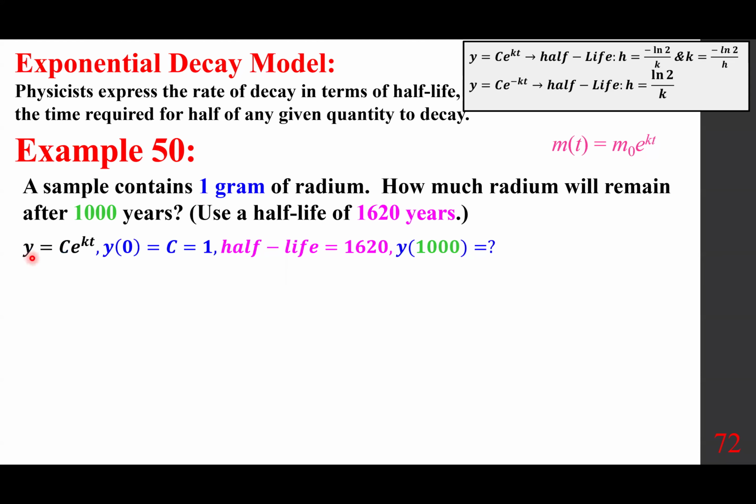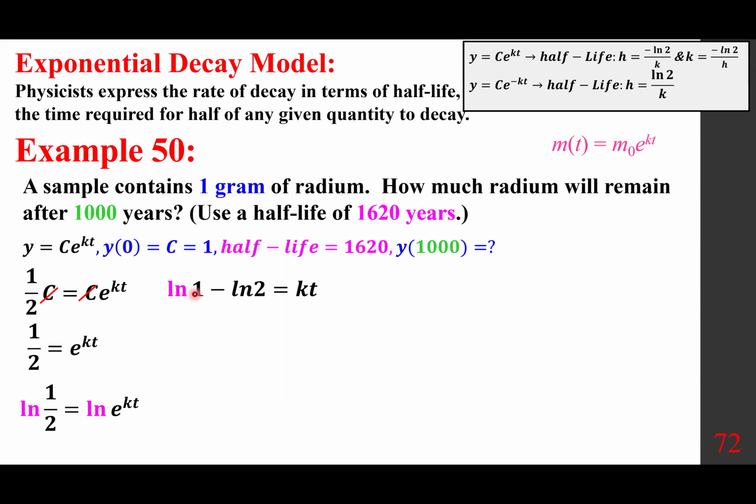Half-life means y becomes half of c. So the c from both sides cancels out, and the left side is only 1/2. You take the natural log of both sides, and you get ln 1 minus ln 2, and the right side is kt. ln 1, as you know, is 0. So if you want k, it's minus ln 2 over t. If you want t, it's minus ln 2 over k.